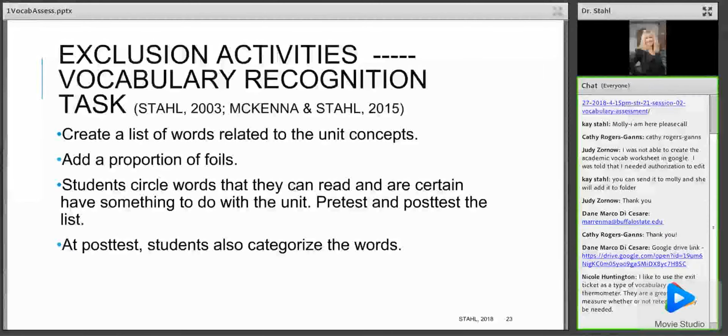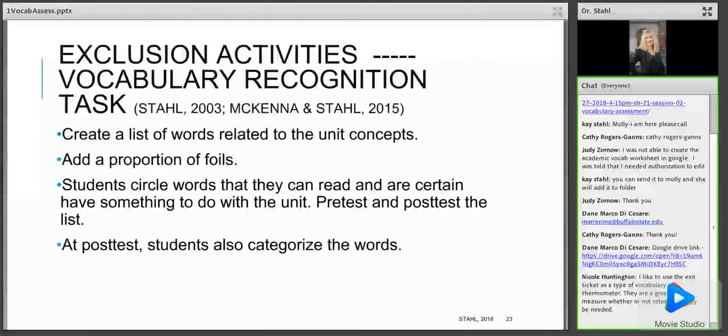So you're going to create a list of words related to the unit concepts, but you add a proportion of foils. And by foils, I mean words that don't go. They are not going to be in the unit. Then you ask, this is a pretest, you would ask the students to circle the words that they can read and are certain have something to do with the unit. Then you pre-test and you would post-test the list. But at the post-test, the students would also categorize the words.